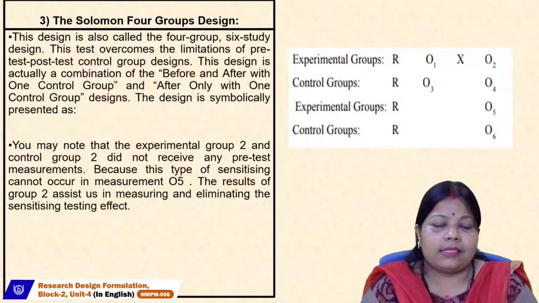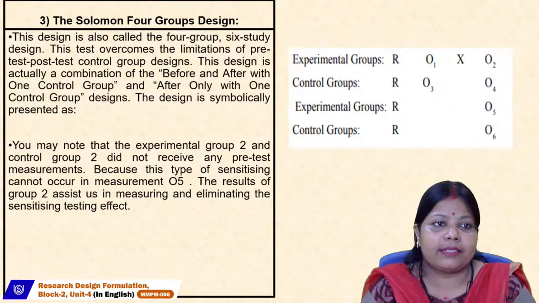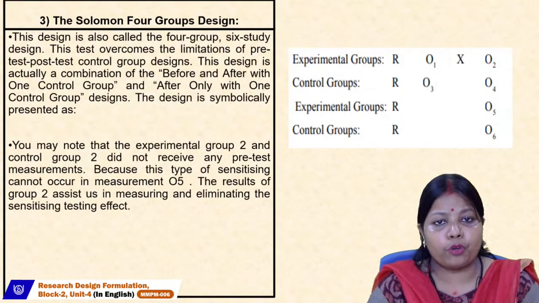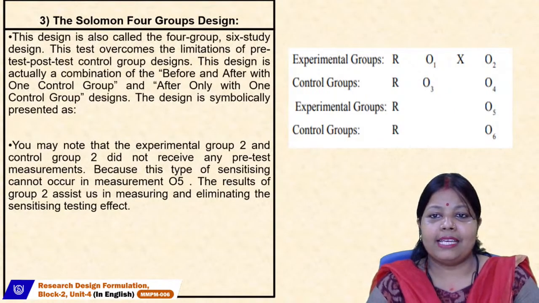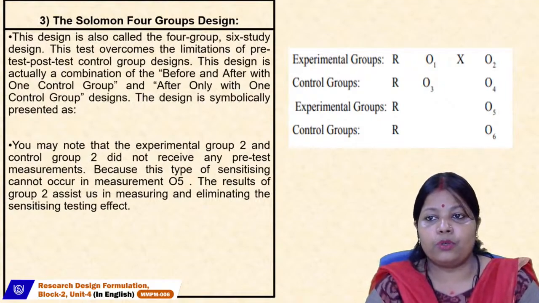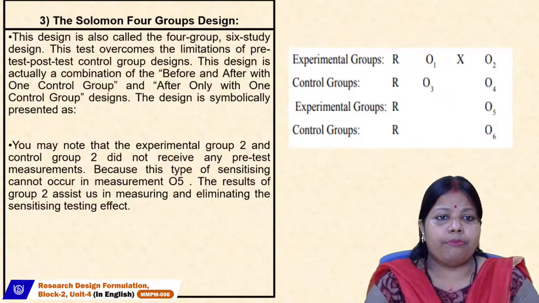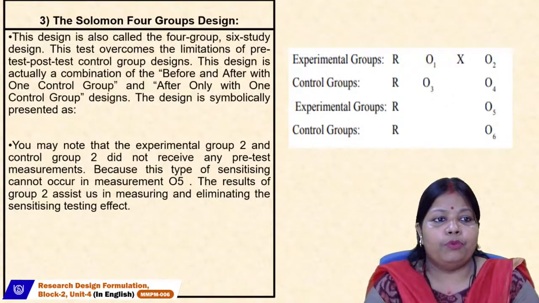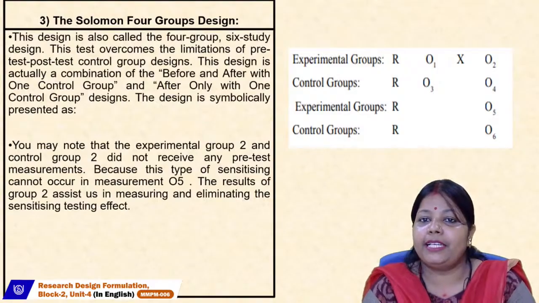Then our third design under experimental design is the Solomon four group research design. This design is also called the four group six study design. We can see here four things: experimental group one, control group one, experimental group two and control group two, and four columns are there. This design is actually a combination of before and after with one control group and after only with one control group designs.